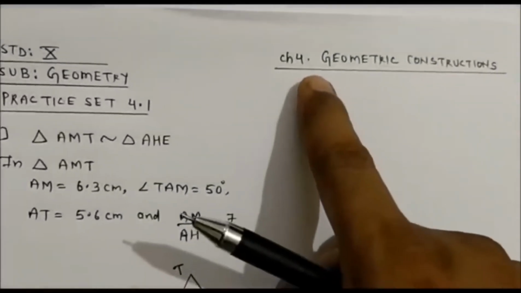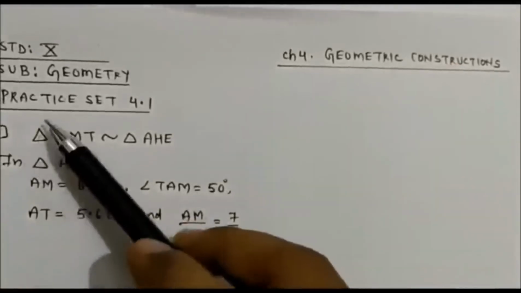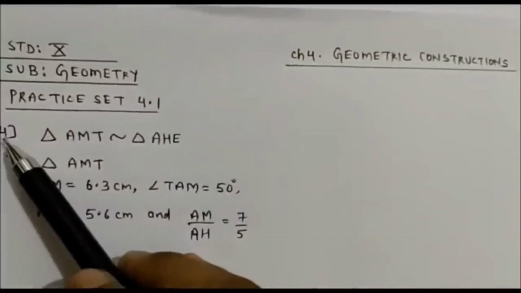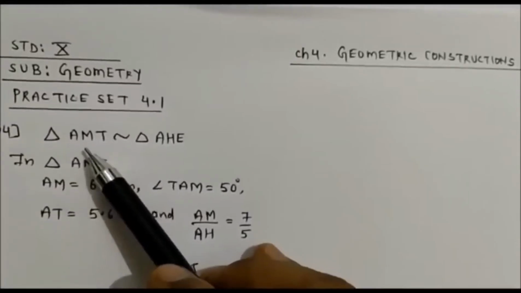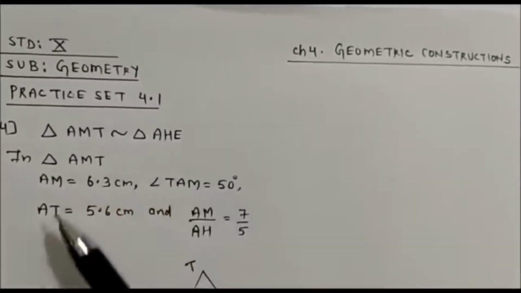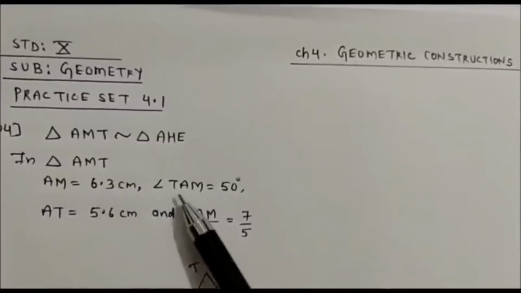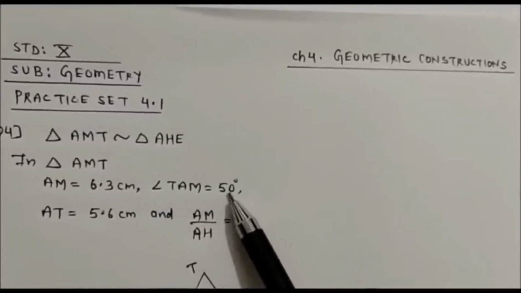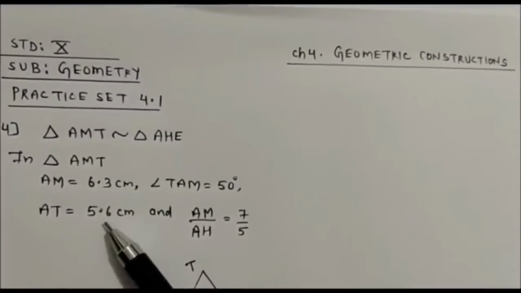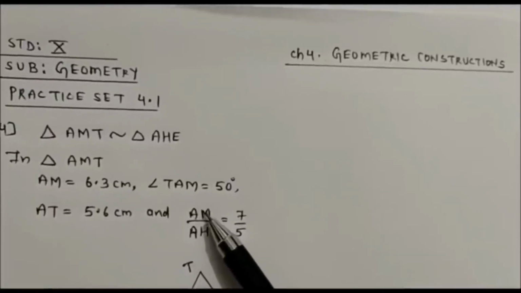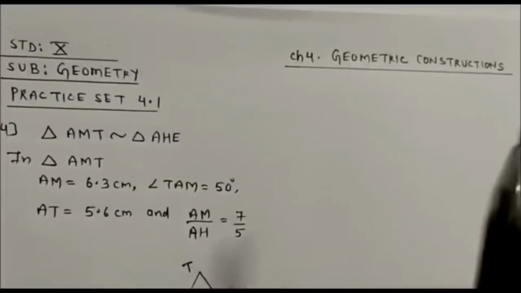So in the topic today we'll see geometric construction, practice set 4.1. Question 4. Triangle AMT is similar to triangle AHE. In triangle AMT, AM is 6.3 cm, angle TAM is 50 degrees, AT is 5.6 cm, and a ratio is given: AM upon AH is 7 upon 5.